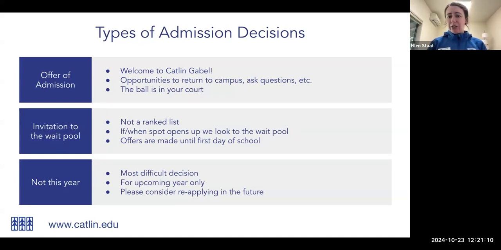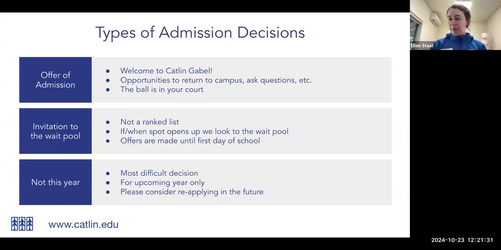You'll have opportunities to return to campus, take a tour, have your student do another shadow day, maybe Zoom with me or come chat in my office. I'm happy to answer any questions you might have. And at that point, the ball is in your court to decide if you would like to enroll at Catlin Gable School.